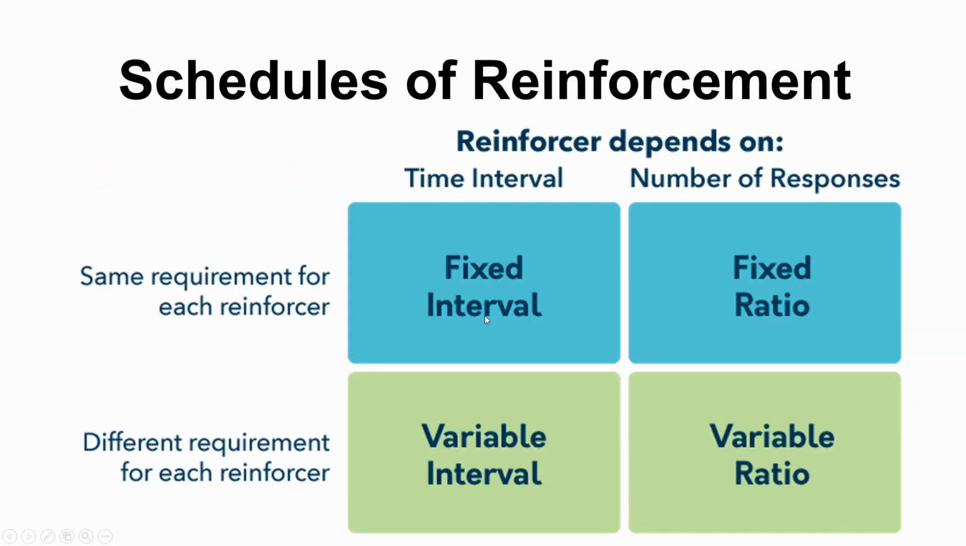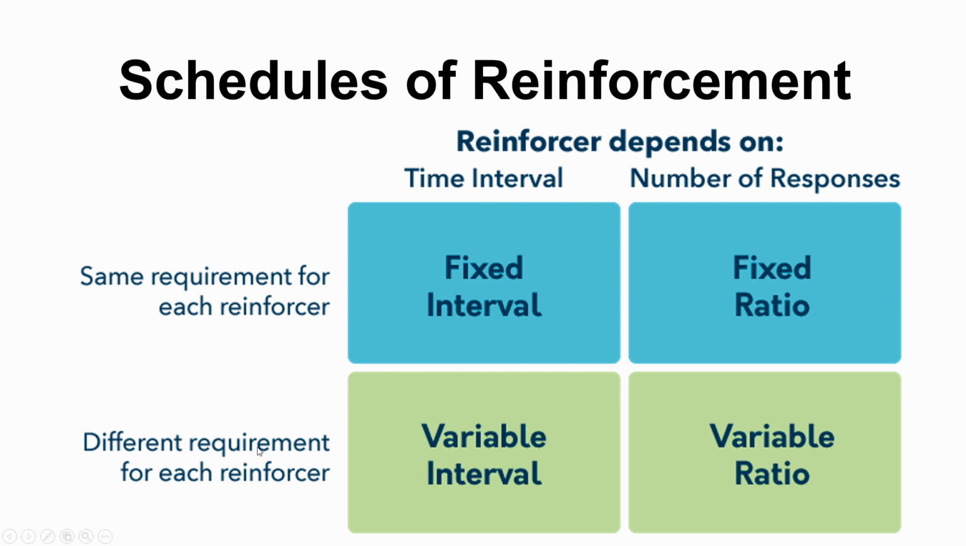And so we can put these concepts together, and we can have something that is a fixed interval. So the same requirement each time the reinforcer is delivered. So fixed interval, we're looking at time. So after every 10 seconds, the first time you press a lever, you get food. That is a fixed interval delivery schedule. We can have a fixed ratio schedule. So that's when it's the same requirement, but we're looking at number of responses. So every 10th response, you get reinforcement, or every 100th response, whatever we decide. So that would be fixed ratio.